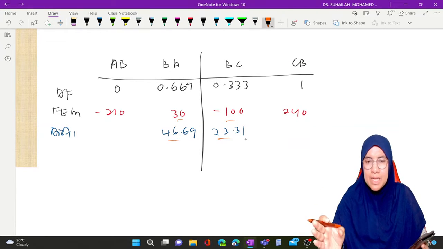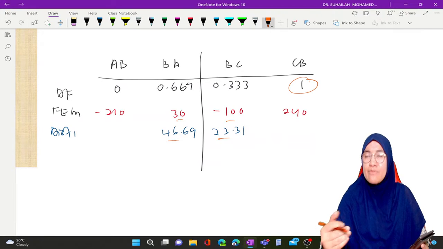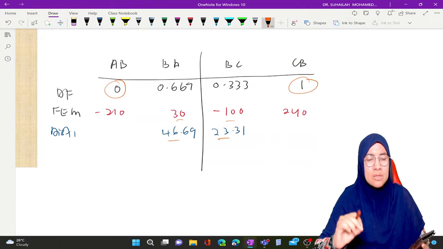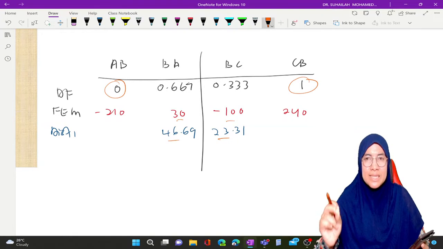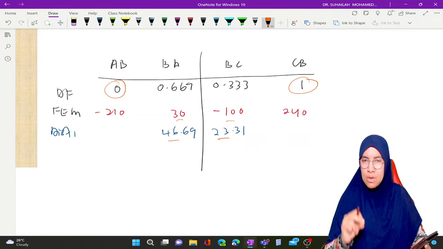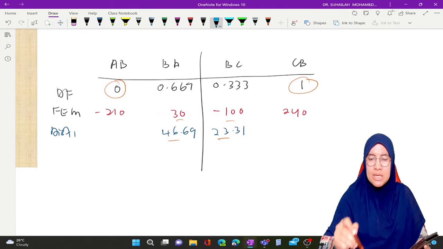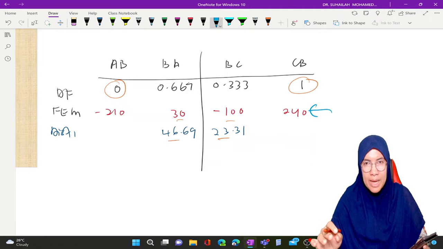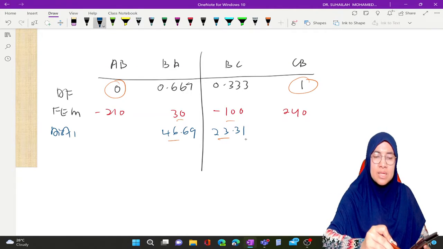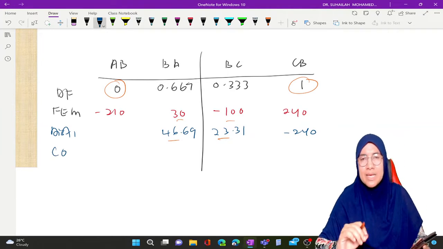Then for CB, the factor is 1, which means we have to distribute. For AB, we don't have to do anything because it is 210 times 0. But for CB, since the factor is 1, it is negative 240, because 240 is actually the member end moment, and we distribute the joint moment, which is negative 240 times 1. We get negative 240. Then we move to the next step, that is carry over.